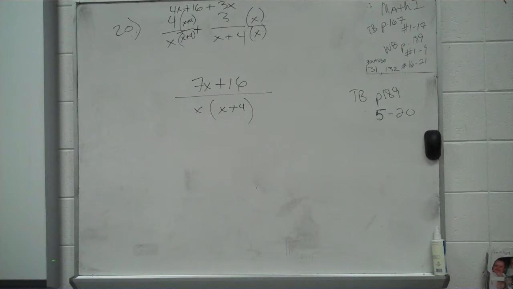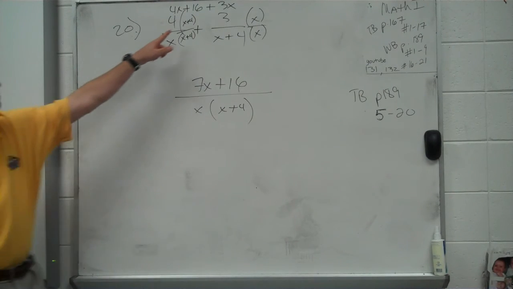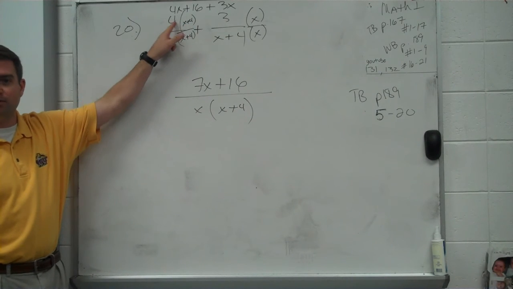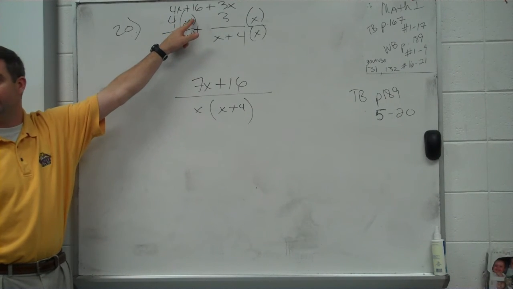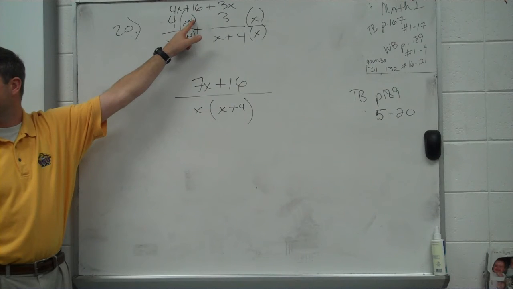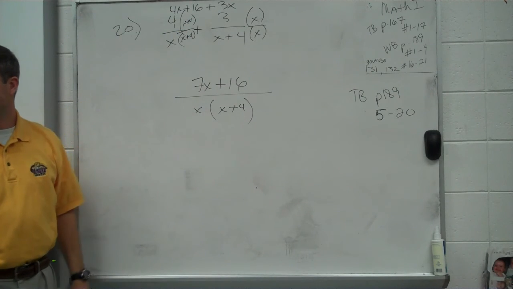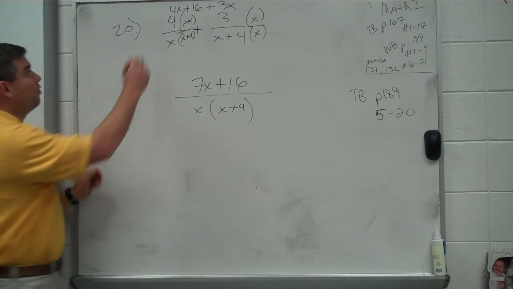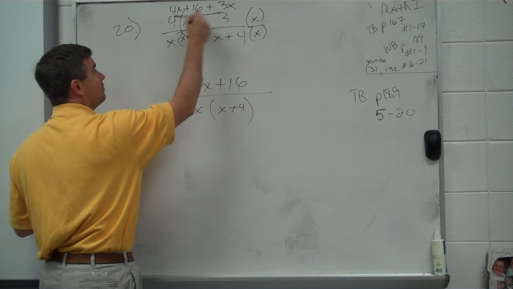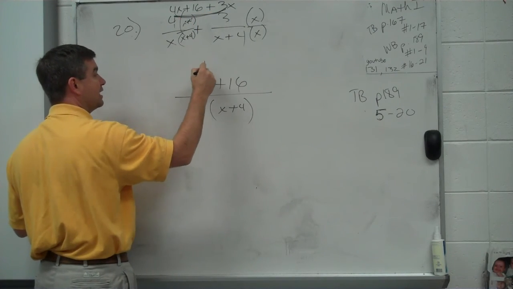Some of you leave off steps like that and you don't know where your mistake is. See how I've got the x plus 4 in parentheses? That's reminding me to distribute there and there. Wyatt? Yes? How did you get the 7x? 4x and 3x. I combine my like terms, and I got 7x.